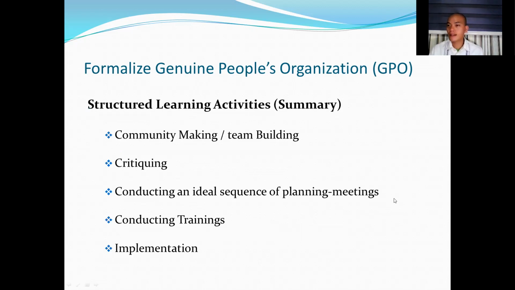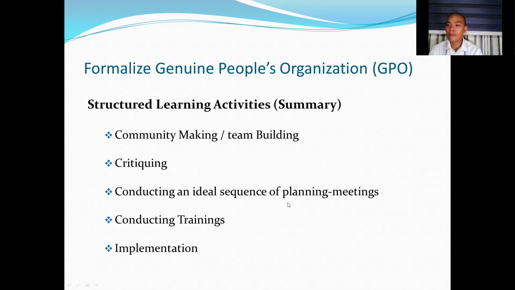Okay, so formalizing your genuine people's organization. What are the structured learning activities? The summary. Community making and team building are the concepts. Critiquing will be part. Being able to identify failures and flaws by the members themselves, that is your critiquing, or getting opinions from the community members themselves. So what is wrong with what we are doing? And taking those criticisms into positive change, improving the programs that we are implementing.